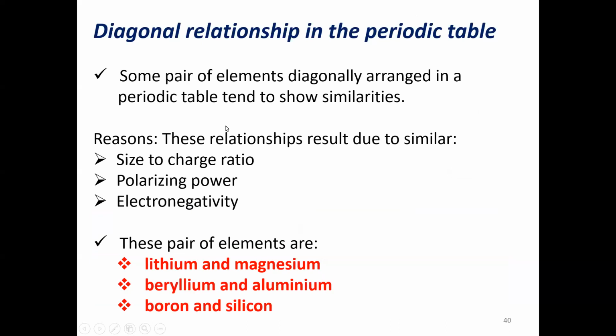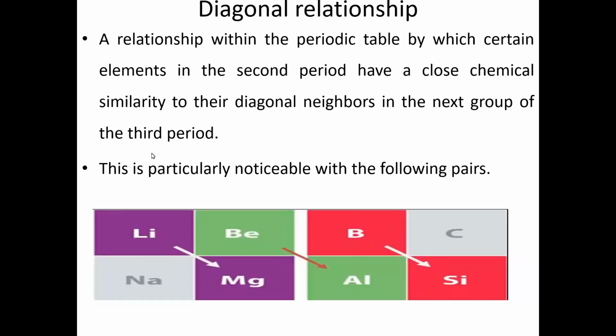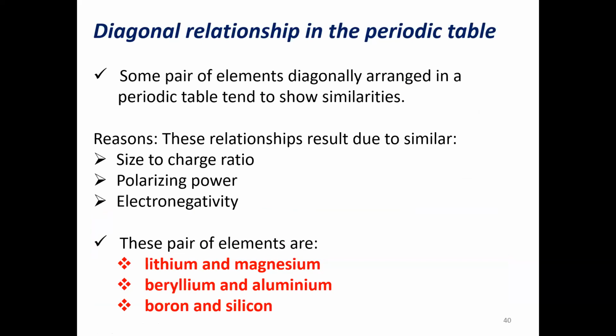what are some of the similarities? What are some of the properties that will make elements show diagonal relationship? As I've told you, we've seen the elements that usually show diagonal relationship. What will make these elements show diagonal relationship? One, it can be due to similar size to charge ratio. If they have the same size to charge ratio. Also, if they have similar polarizing power.